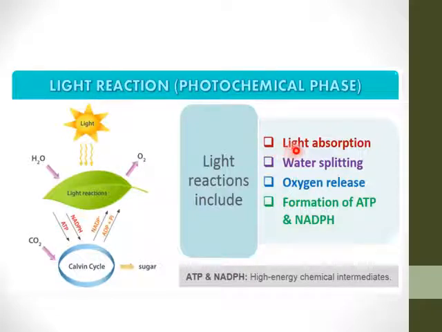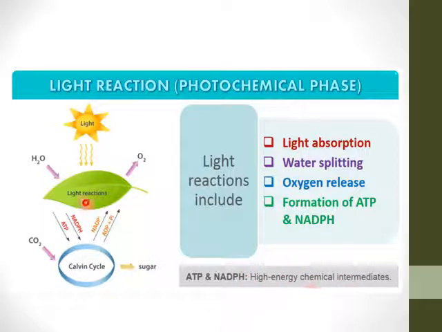First is light absorption by the chlorophyll. Number 2 is water splitting in the presence of sunlight, known as photolysis. Oxygen is released as a byproduct, and at the end of the light reaction, formation of ATP and NADPH takes place. ATP and NADPH, they are the high energy chemical intermediates.